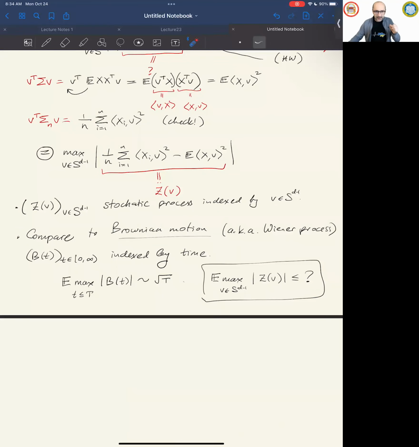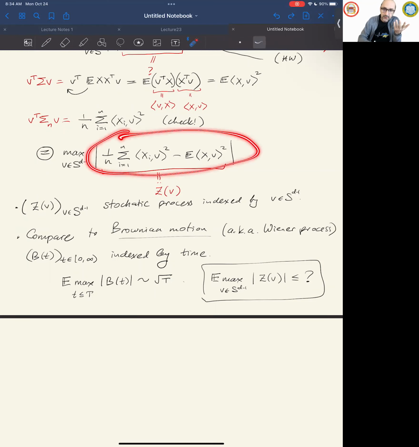All right. The difficulty in this question lies in the fact that the sphere is too large. The sphere has too many points, infinitely many points. In fact, a continuum many points. If it had only 10 points, just imagine the sphere had 10 points, then we would do the union bound. We would control each Z of v separately. And that is easy. What is Z of v? For fixed v, it's a sum of independent random variables. All right, we'll do some Bernstein or Chernoff or something like that.